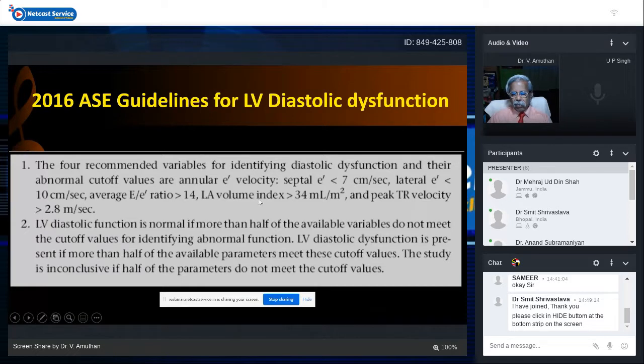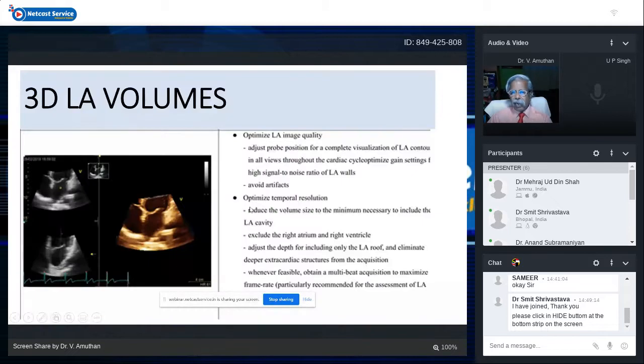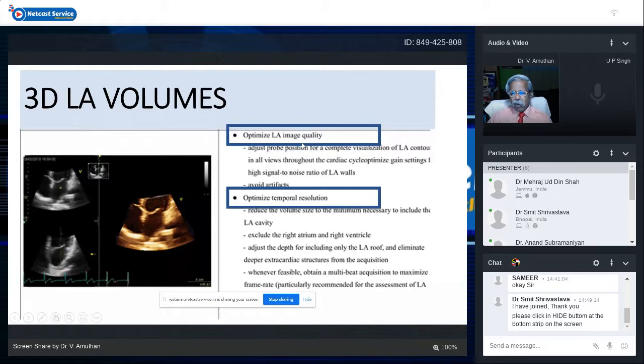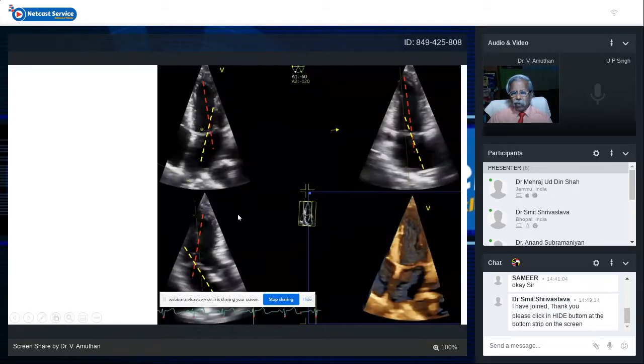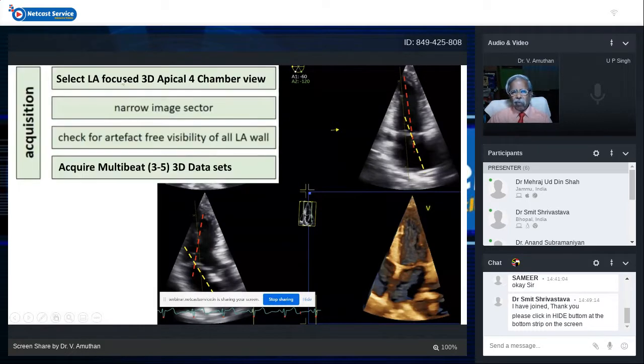Why I am saying this is that LA volume calculation by 2D is cumbersome, whereas 3D is realistic. For doing the LA volume calculation by 3D, you have to optimize the LA image quality and then optimize the temporal resolution. As you know, the LV has a different line of angle. You can see the LA has a different angulation. So you have to do LA specific views. Select an LA focused apical 4-chamber view, and the image sector has to be narrow. Check for artifact-free visibility of the LA volume, and acquire the multi-beat data set.